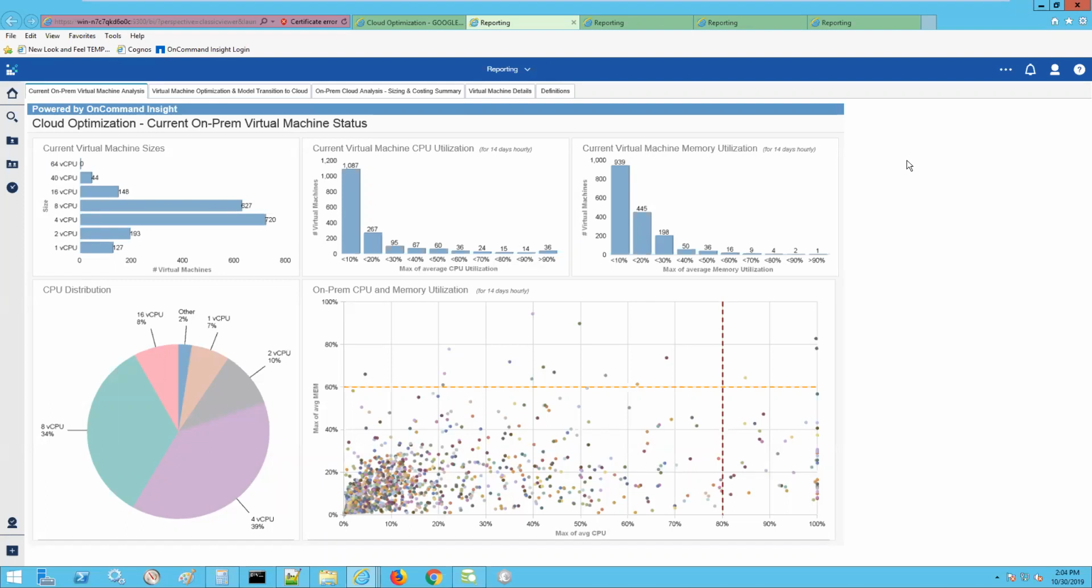And I'll get into it in more detail as we go through each tab, and I'll talk about exactly what it takes to really build in more accuracy around cloud optimization.